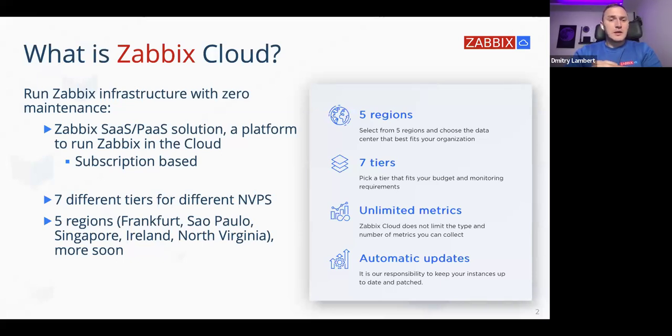Right now, for the beginning, we have 5 regions available where you can set up your Zabbix Cloud node. Two are in Europe, Frankfurt and Ireland. We have Sao Paulo, Singapore in Asia, and North Virginia in the USA. More are coming soon. How soon strictly depends on feedback and demand. We don't have any strict technical limitations to adding more regions, but we also don't want to add all of them at once, right?